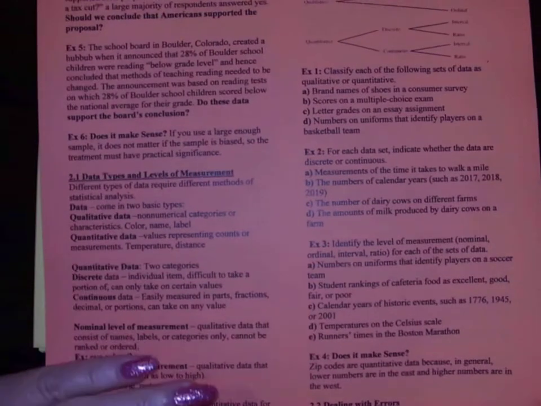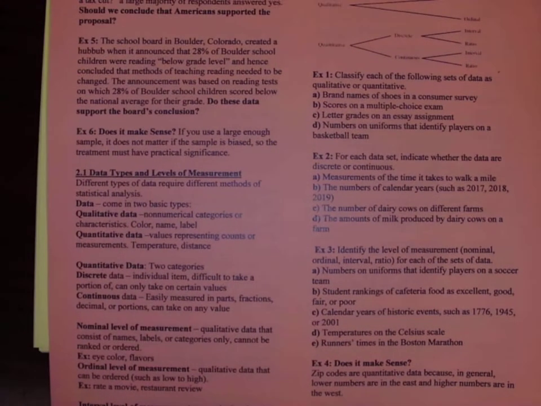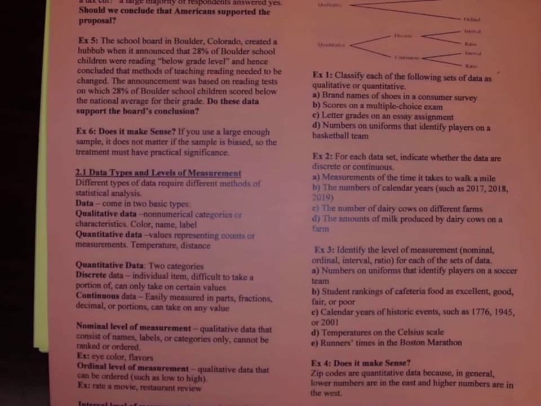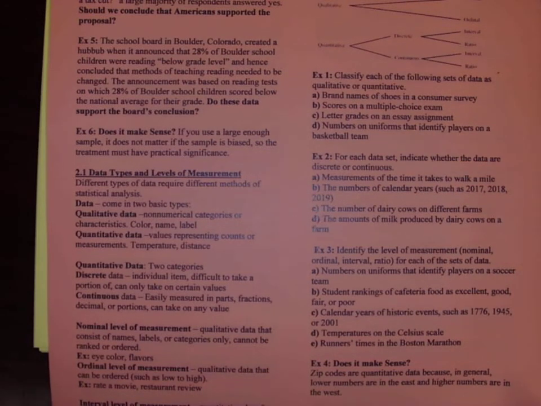All right, example 5. The school board in Boulder, Colorado created a hubbub when it announced that 28% of Boulder school children were reading below grade level, and hence concluded that methods of teaching reading needed to be changed. The announcement was based on reading tests on which 28% of Boulder school children scored below the national average for their grade. Do these data support the board's conclusion?